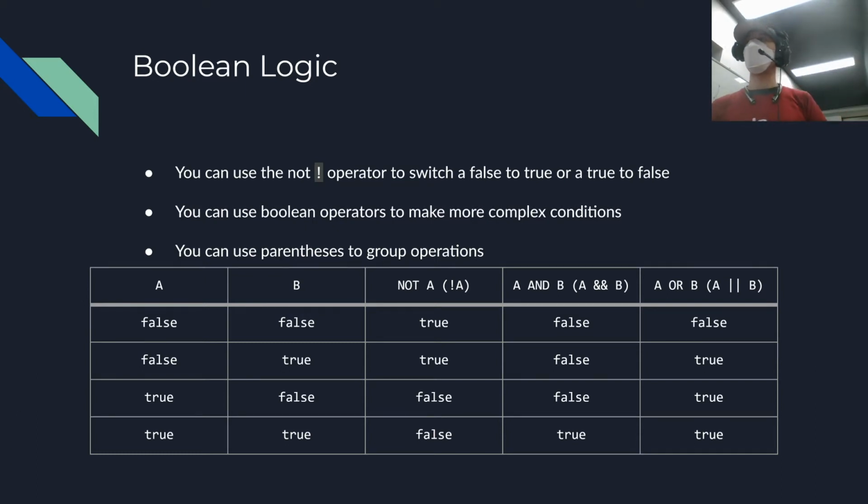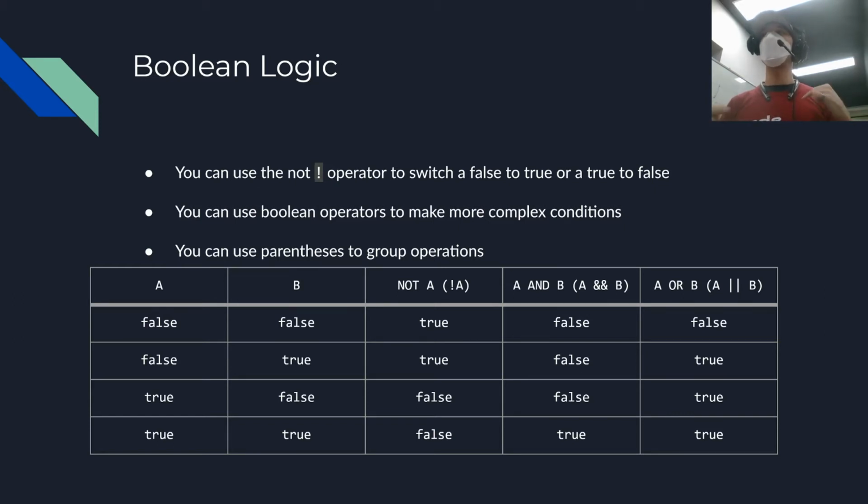Now, why is it double ampersands and double pipes? Single ampersands and single pipes are used for binary operations, which we are not learning. You're not going to do that. That's very rare. Maybe when you get into way more advanced stuff, you'll be doing that. But we're not going to bother with that during this class, during this whole series, okay? So double ampersand is and, double pipes is or, okay?